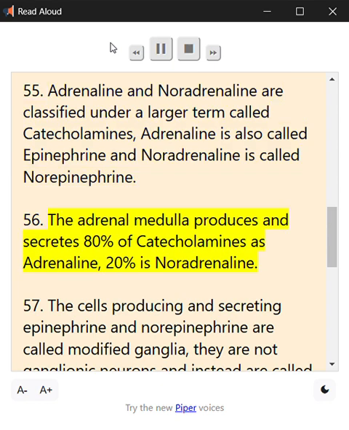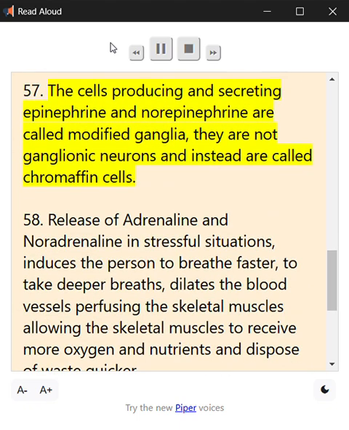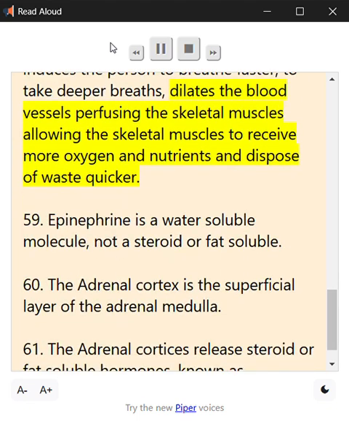56. The adrenal medulla produces and secretes 80% of catecholamines as adrenaline, 20% is noradrenaline. 57. The cells producing and secreting epinephrine and norepinephrine are called modified ganglia. They are not ganglionic neurons and instead are called chromaffin cells. 58. Release of adrenaline and noradrenaline in stressful situations induces the person to breathe faster, to take deeper breaths. It dilates the blood vessels perfusing the skeletal muscles, allowing the skeletal muscles to receive more oxygen and nutrients and dispose of waste quicker. 59. Epinephrine is a water-soluble molecule, not a steroid or fat-soluble.